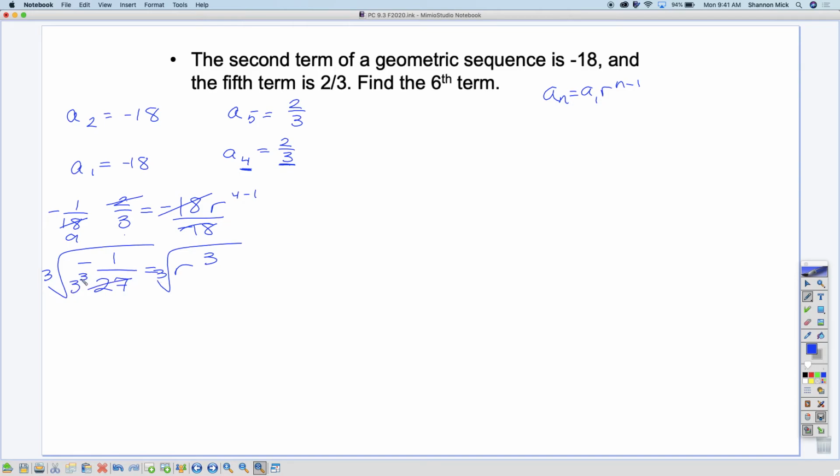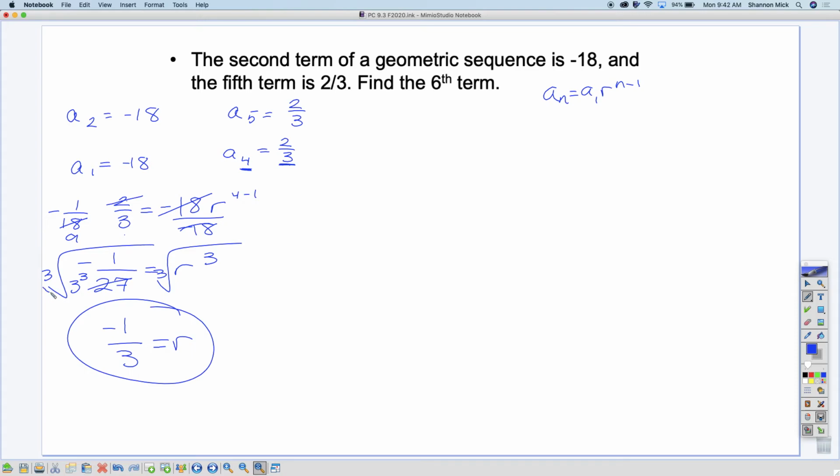So when I take the cube root of negative 1, I get negative 1. When I take the cube root of 3 to the third, I get 3. So our r is negative 1/3. I'm confused. I don't know what you just did. Can you do the cube root of 1/27 again, just so I can see it? Okay, we took the cube root, not the square root.